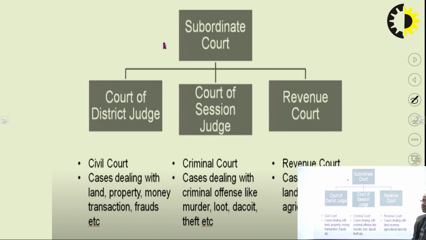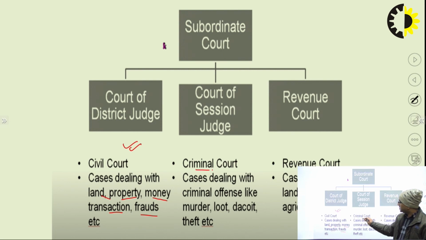Then the last type of courts, the lower courts, which are also known as subordinate courts, are further divided into three parts: Court of District Judge, Court of Session Judge, and third is the Revenue Court. Here all the civil matters will be analyzed under the civil code. Cases like land, property, money, transactions, frauds, all such areas will be discussed or sorted out in the district judge court.